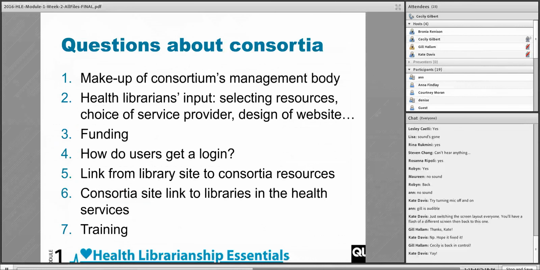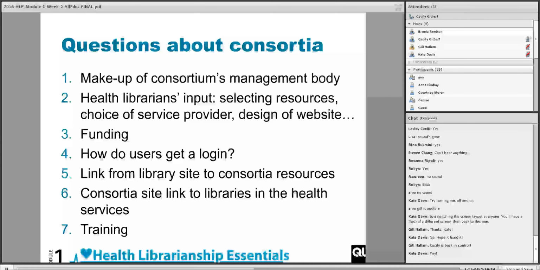Finally, just a few questions about consortia overall. It's a great thing for people to cooperate and network and spend money wisely. I've got nothing but favourable comments about that. But I think when we're looking at consortia, my experience over the years leads me to just pose these few considerations. What's the makeup of the consortium's management body?